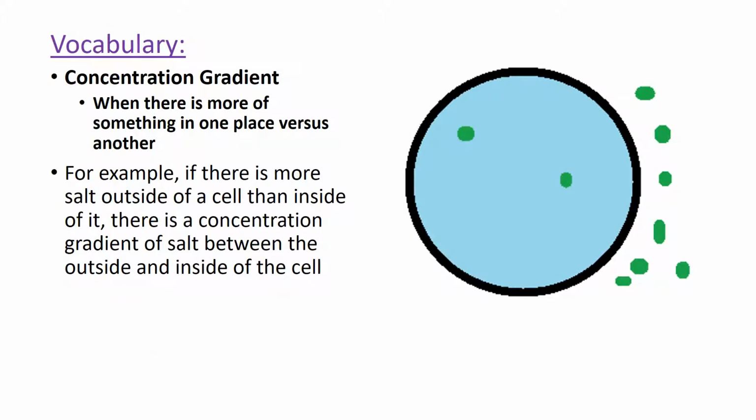So a concentration gradient is when there's more of something in one place versus another. For example, if there's more salt outside of a cell than inside it, there's a concentration gradient of salt between the outside and the inside of the cell. These terms seem a little confusing at first if you're not familiar with them, but when you hear them in context, I think they'll begin to make more sense.